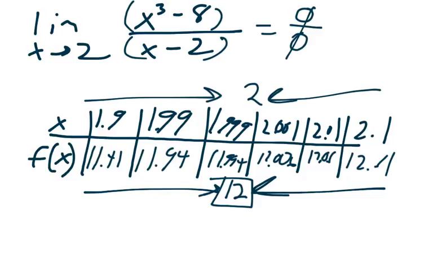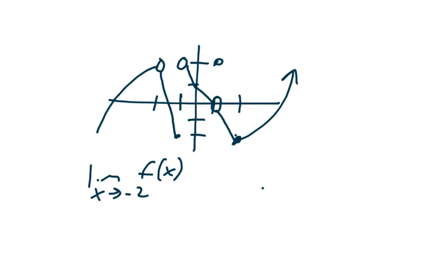All you have to do is make sure you plug in the things properly. Alright, here we're going to do one that looks graphically, and we'll do several on this graph because this has different things going on. So the limit is x approaches negative 2.